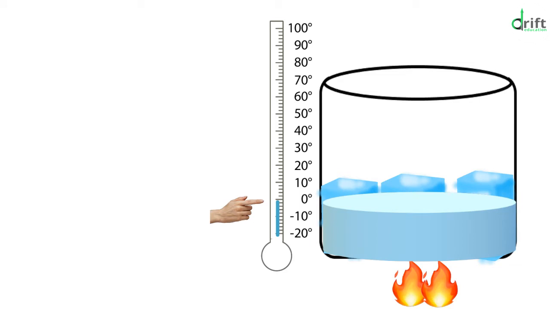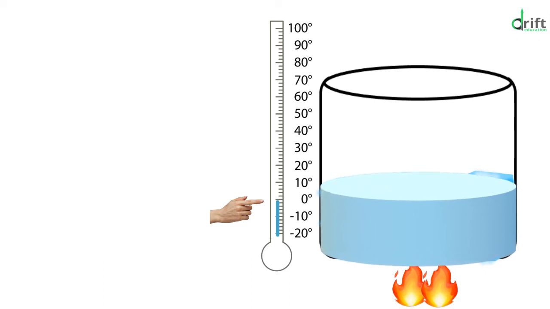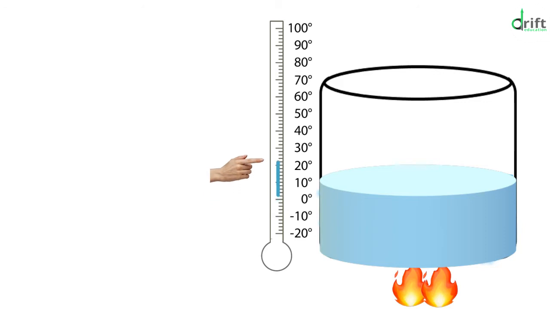Almost half of the cubes melt, but the temperature is not changing. Now, almost all the cubes melt, still the temperature is 0. And now we see the temperature starts increasing. Let's heat it further until we see a gradual increase in temperature.